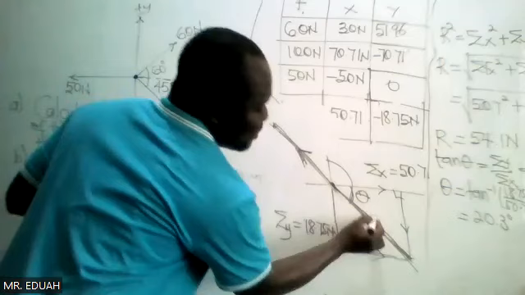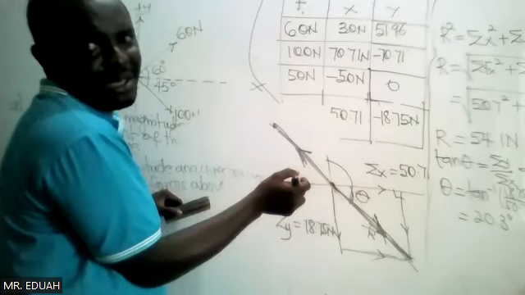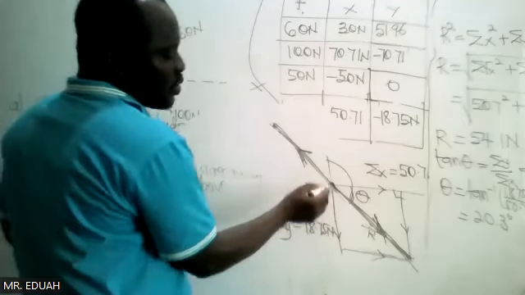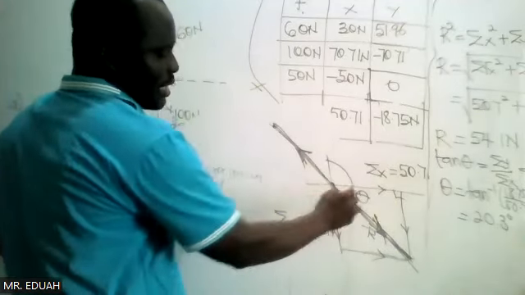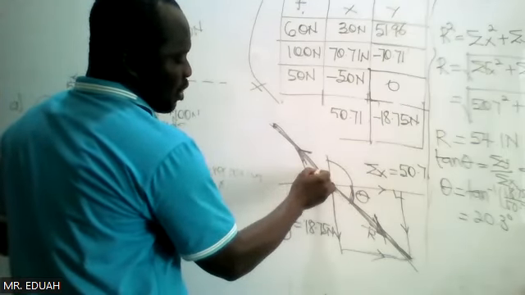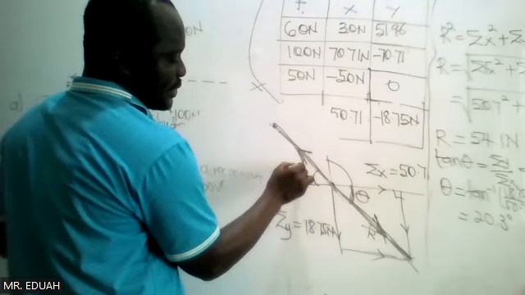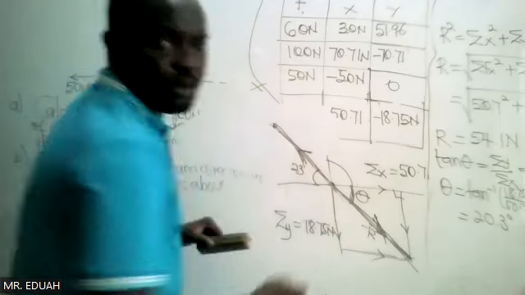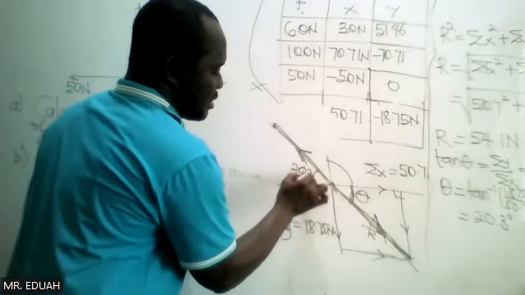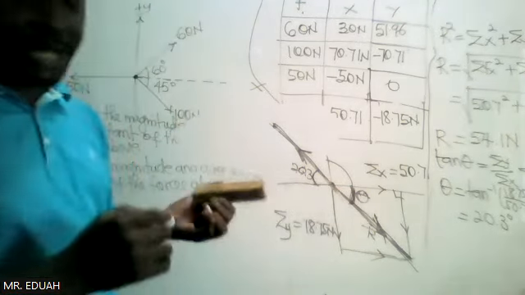The equilibrium must act opposite to the resultant, same magnitude, opposite in direction to the resultant. Okay, so let's determine the direction of this. If this is 20.3, this will also be 20.3. Do you agree with me? If this is 20.3, yes, we got theta to be 20.3, this must also be 20.3. Agreed?